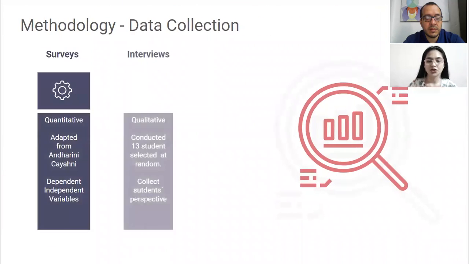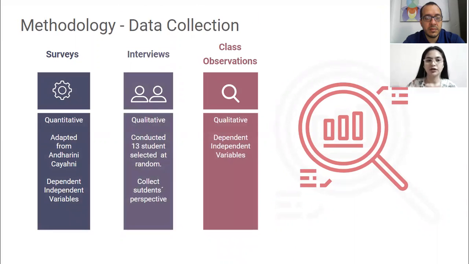About the data collection, there were 3 methods: survey, interviews, and class observations. The survey was adapted from a study about gamification. It was designed to measure and compare the dependent and independent variables. The interviews were conducted with 13 students selected at random, and the class observations were focused on dependent and independent variables.